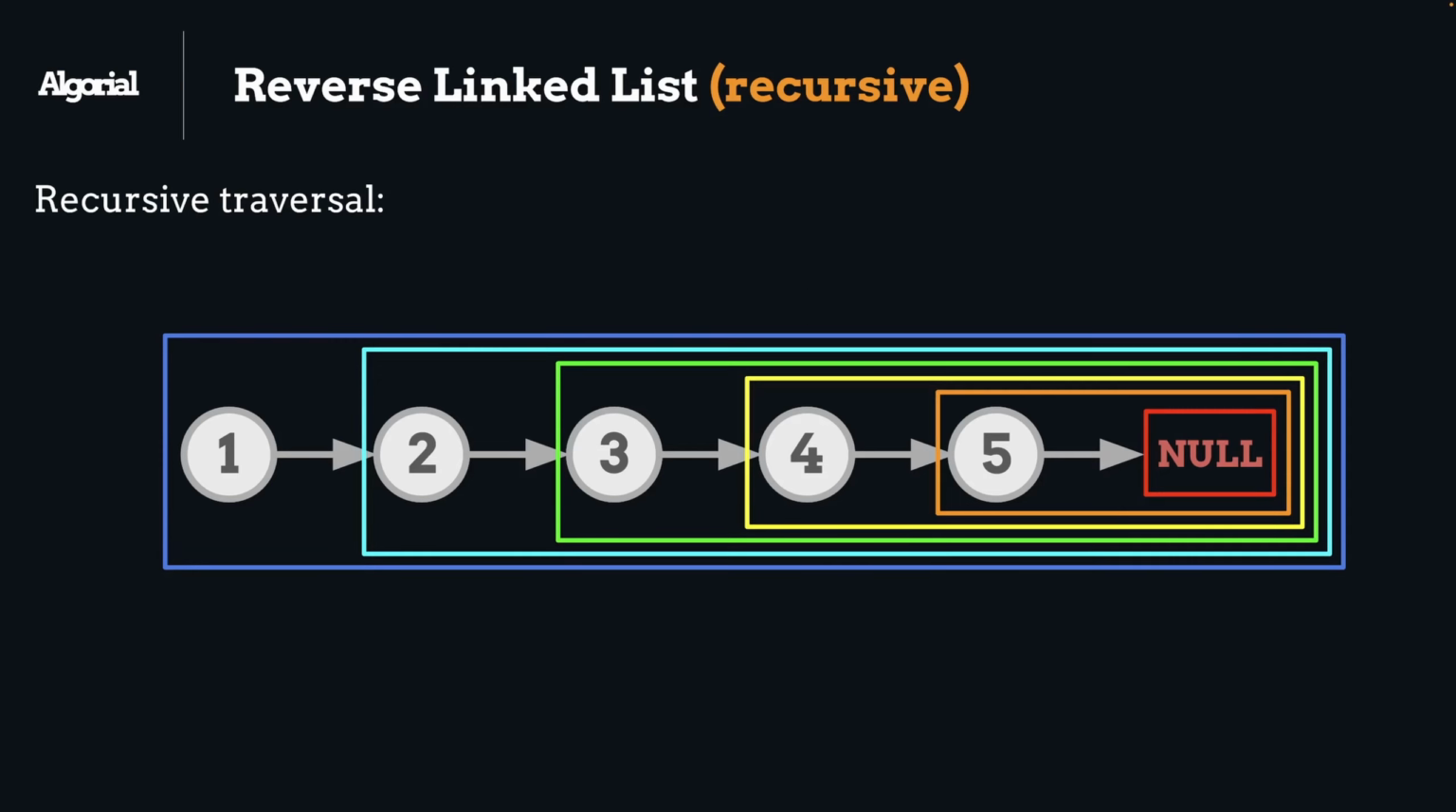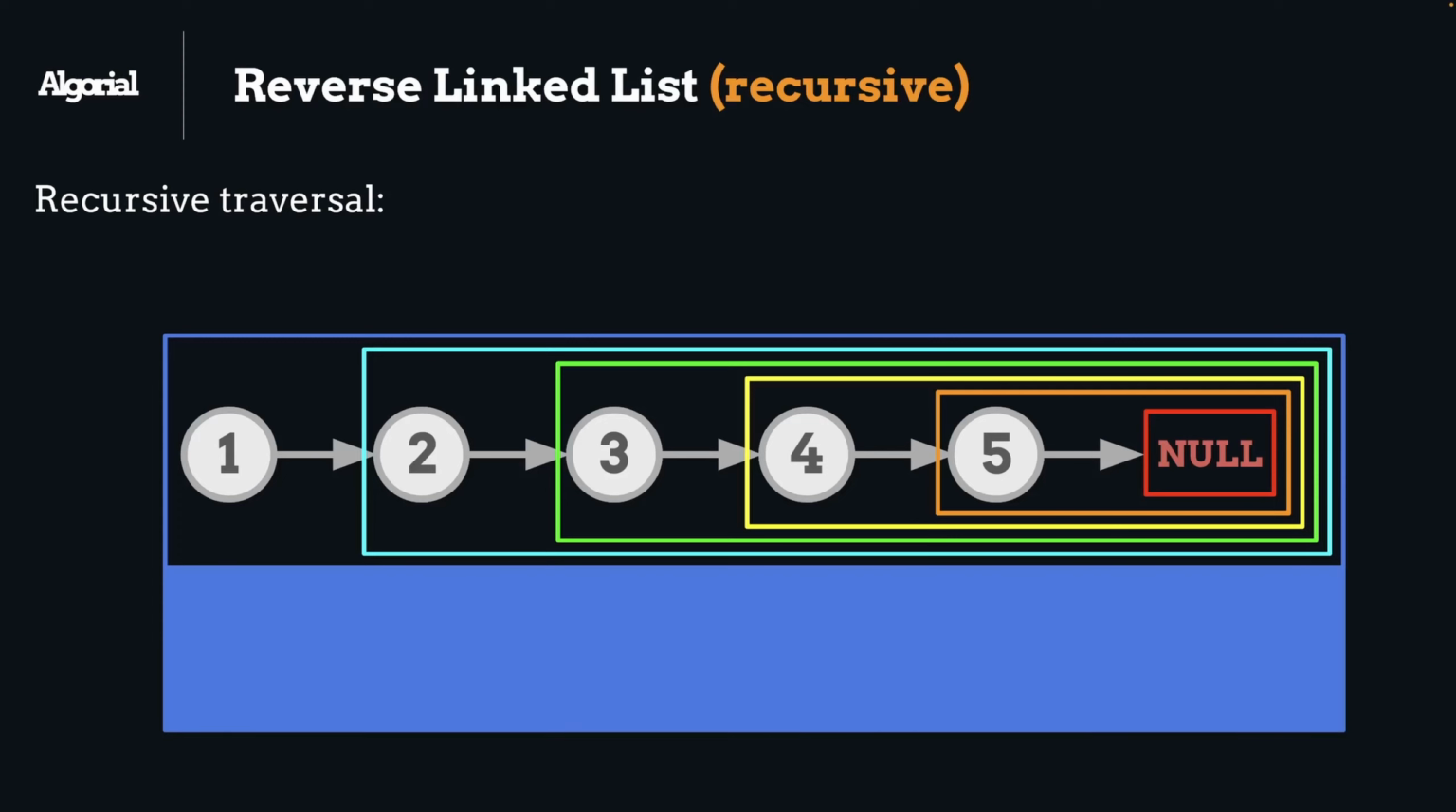So at the first recursive call, we are here at node 1. We will check for our base case first. Are we at the null node? No. Do we have any next value to go? Yes. So we will invoke our recursive call and pass our next node as head into that. Moving on to the next.